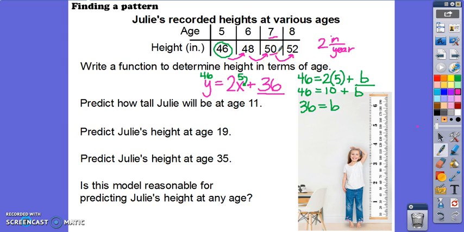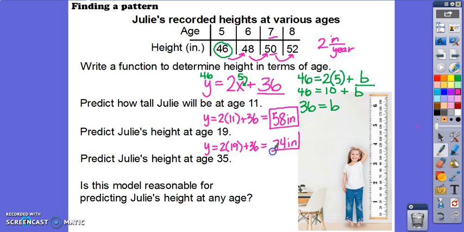Predict how tall Julie would be at age 11. The age is our x value. Y equals 2 times 11 plus 36. I got 58 inches at age 11. At age 19, again 74 inches. At age 35, 106 when I type that in.